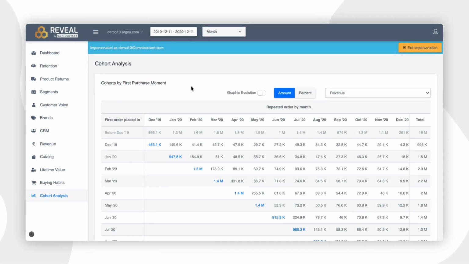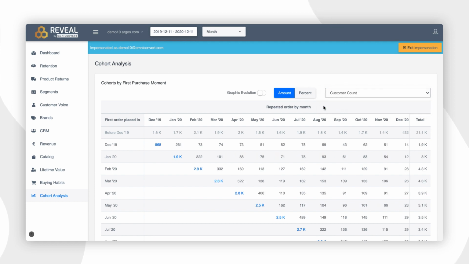In this tutorial, I will share with you the meaning of cohort analysis and how you can look at it. A cohort is a group of people that share the same characteristic. In our case, this characteristic is represented by revenue, margin, order count, or customer count.